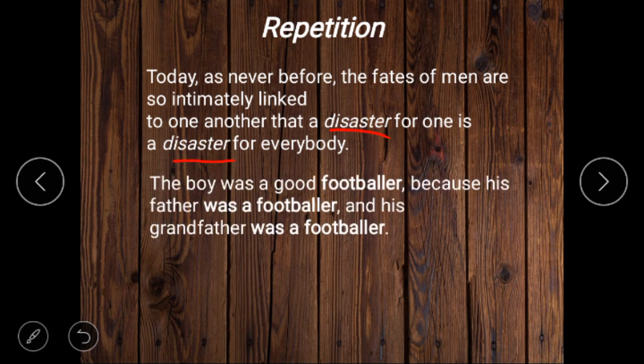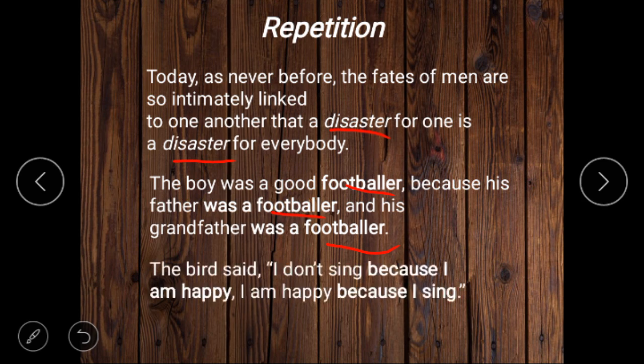The boy was a good footballer because his father was a footballer and his grandfather was a footballer. Here, this might not be a poetry verse, but it's used for a little comic effect. And again, we have used the word footballer again and again, and this is a very good example of repetition. The word footballer is being repeated. That's why we call it repetition.